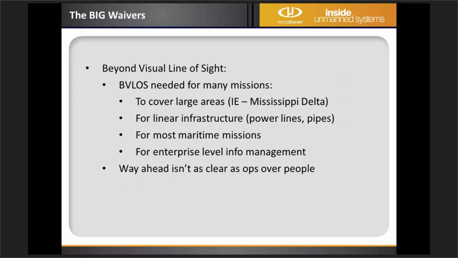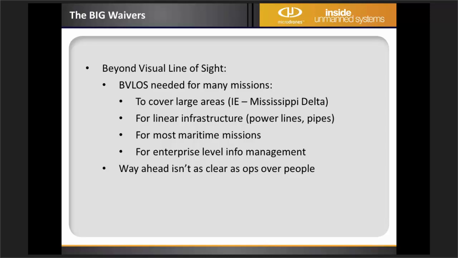Beyond visual line of sight, we have got to have this, but it's a lot more complex than operations over people, and due to the complexity, the way ahead isn't as clear as operations over people. So why do we need it? Well, you need it to cover large areas.